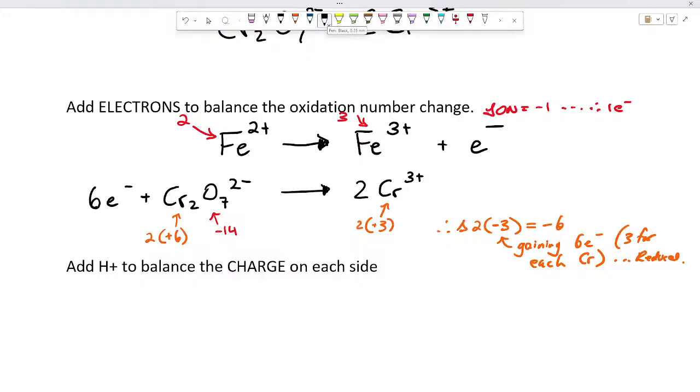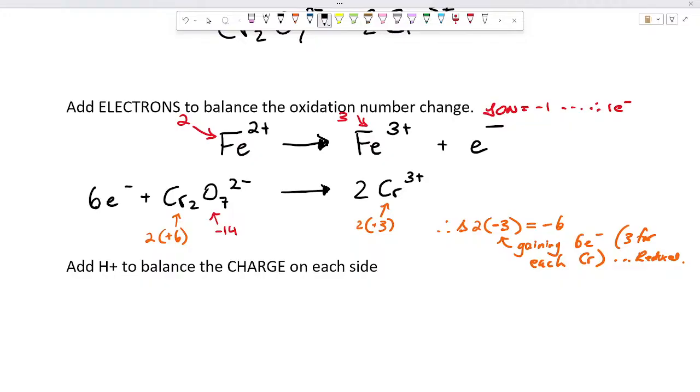Do you want to say it anyway? Because someone else might have the same question. I was going to ask why we need 6 because there's 6 on that side and 6 on that side. But then I realized there's actually 12 because we have 2 chromium. Yeah, when you have 2 of them in your reaction, it does make it trickier, right?